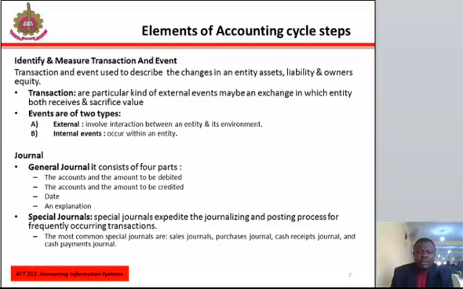General journal. When we talk about the general journal, it consists of 4 parts: the account to be debited, the account to be credited, the date, and an explanation. We also have special journals. These special journals expedite the journalizing and posting process for frequently occurring transactions. The most common special journals are sales journals, purchase journals, cash receipt journals, and cash payment journals.